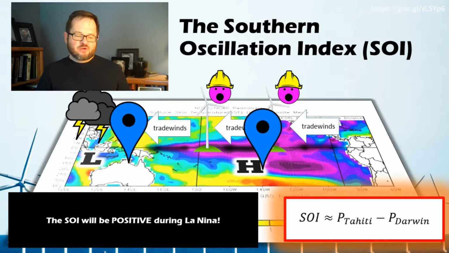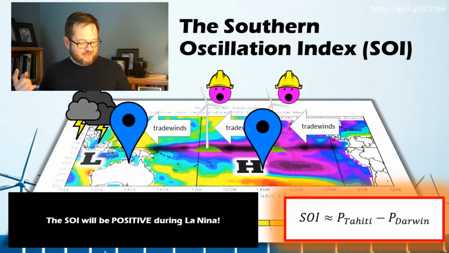Or we could go the other way around. During a La Nina event, when we've got these big strong trade winds across the Pacific there, well, Tahiti minus Darwin. During a La Nina event, the pressures are usually high at Tahiti in the Central Pacific, and pressure is even lower than usual over there in Australia and Indonesia and so on. So a big number minus a small number, you're going to get a positive number. So the Southern Oscillation Index will be positive during a La Nina event.